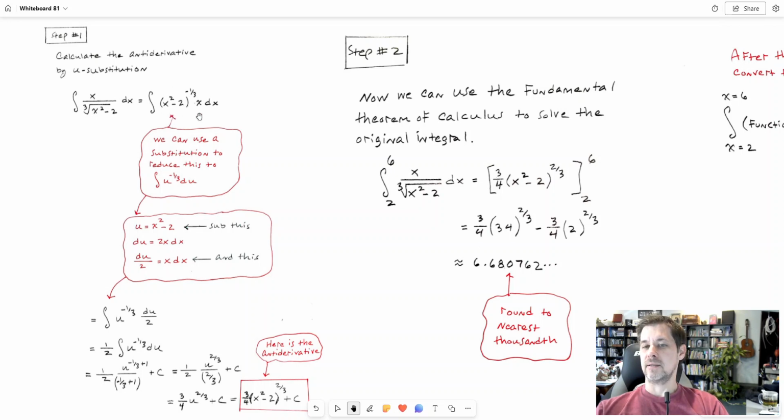In looking at that, I see that if I let u be x squared minus 2, the du that I also have to substitute will involve the x dx. So I can fully substitute x in terms of u in this integral. So here's how I would get that substitution to work. I'll let u be x squared minus 2, and as a consequence of that, du will be 2x dx. All right, so that's how we apply u substitution.